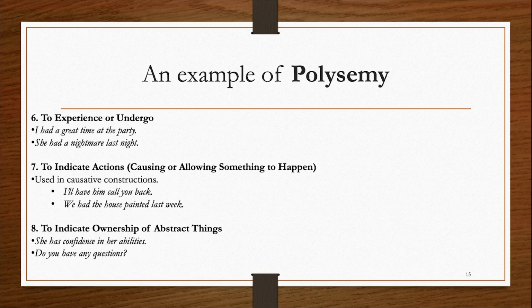Sixth, to experience or undergo: I had a great time at the party, or she had a nightmare last night. Seventh, to indicate actions used in causative constructions. For example, I'll have him call you back, or we had the house painted last week. Eighth, to indicate ownership of abstract things: she has confidence in her abilities, or do you have any questions?